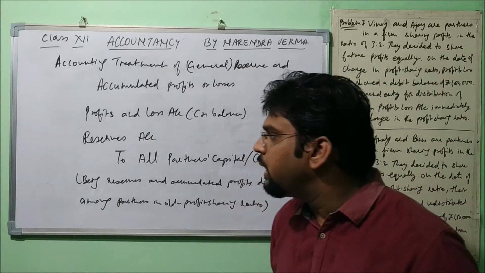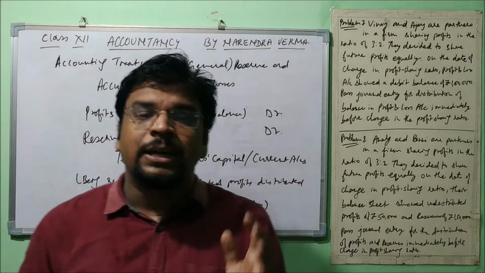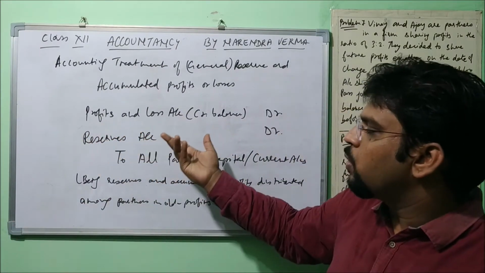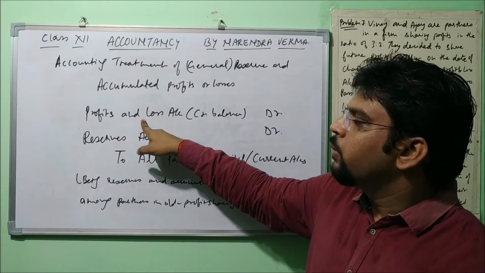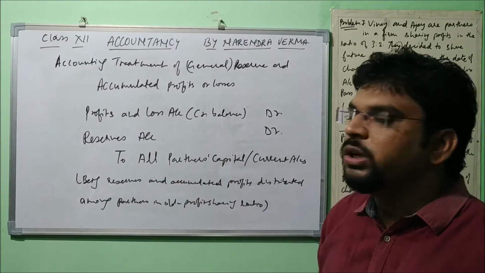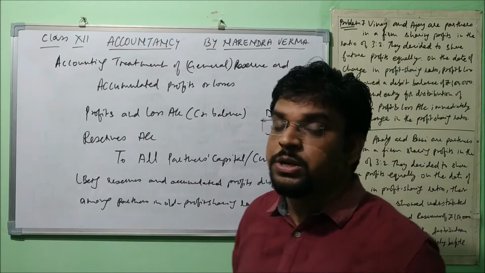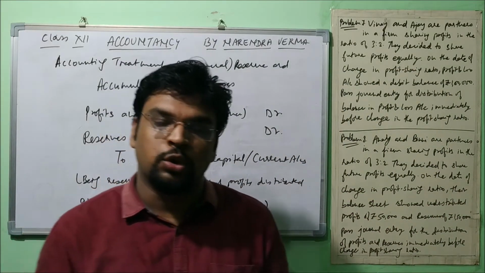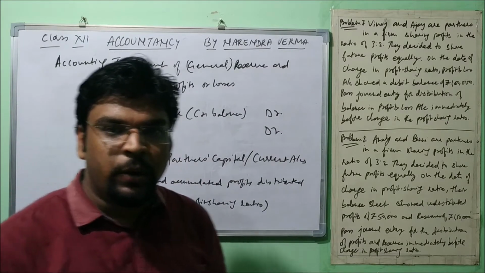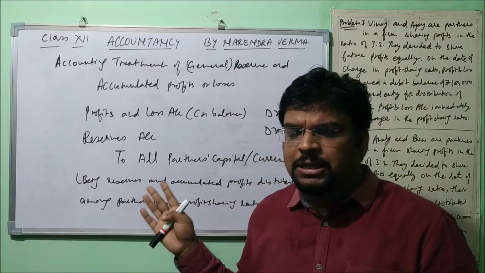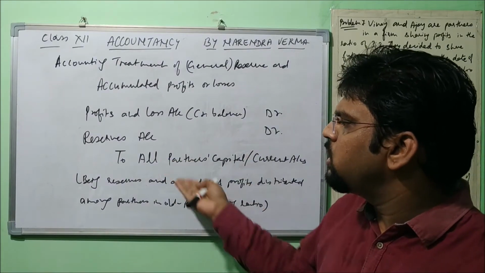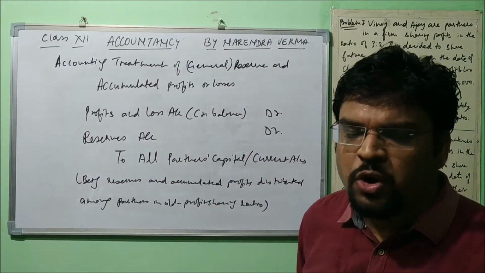Let me tell you one more thing. It is not necessary that in all the questions you will get both the things available. Maybe one question has only profit and loss credit balance, another question has only the reserves, and there is also a possibility that one question has both of them. So that's why I have done the combined entry here. I hope you must have understood. There is nothing so special about this entry. That's a very easy entry. This is the entry for the distribution of profit, nothing else.